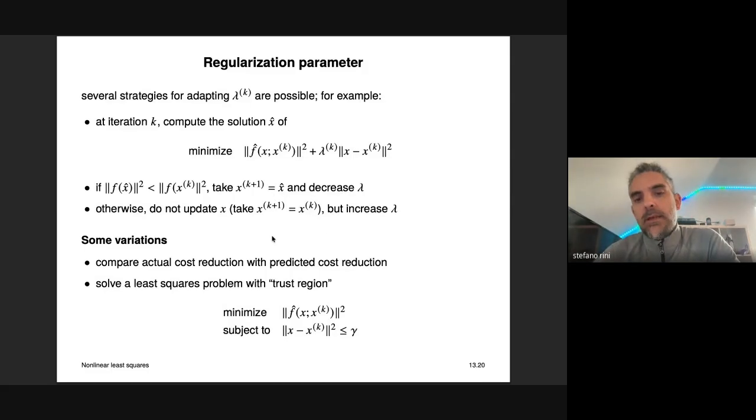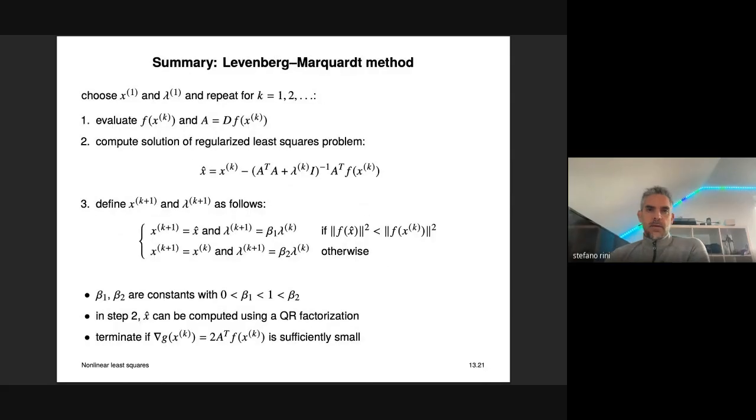And if it's too unstable, then we increase the lambda. So we can sort of dynamically choose the lambda as the iteration continues. Okay, good. So this is the method. Let's see the summary of the method.